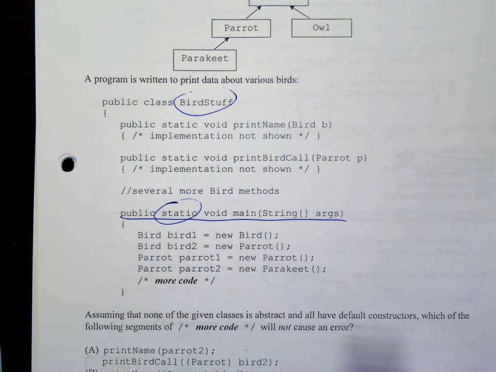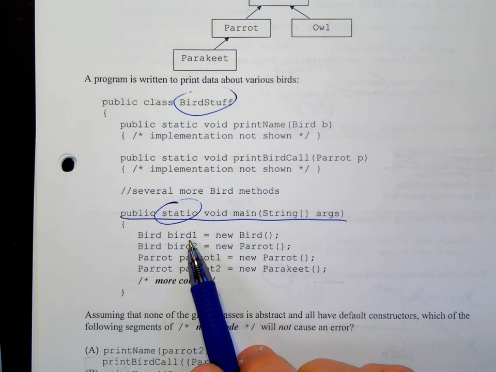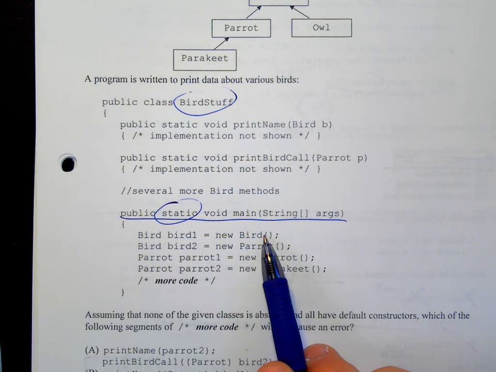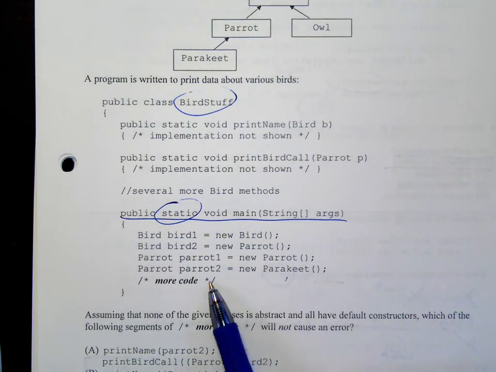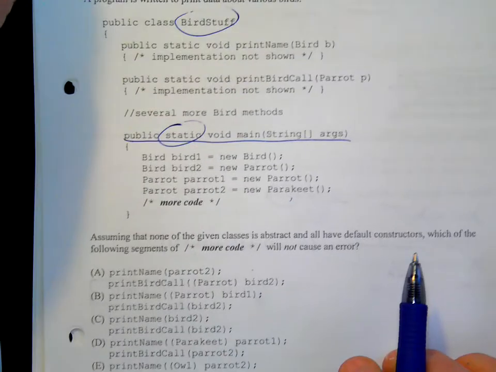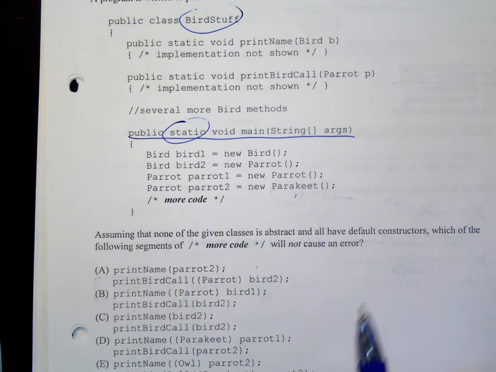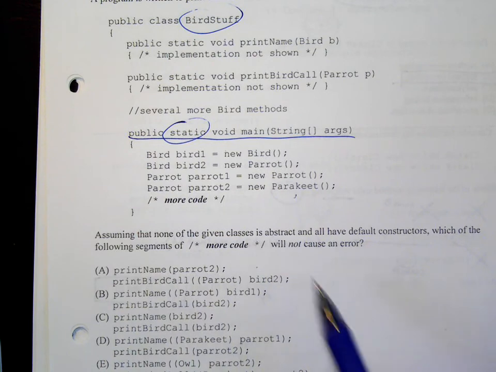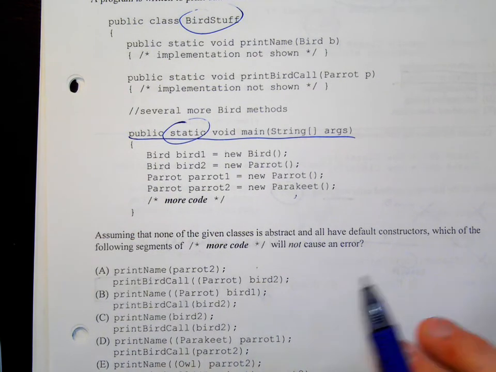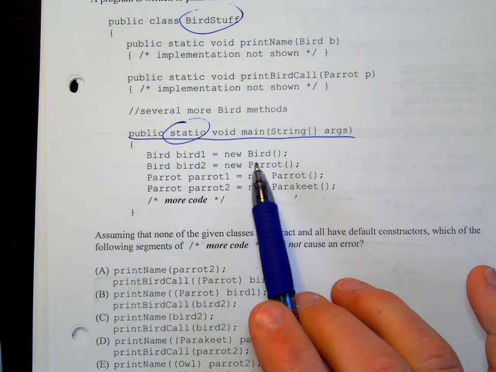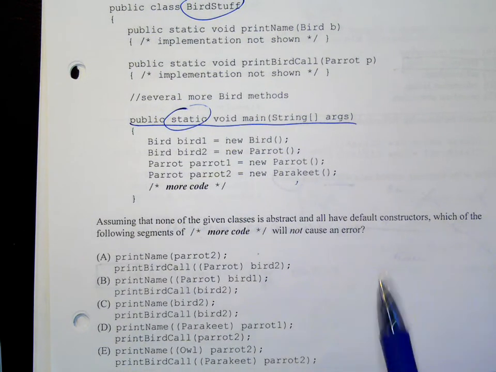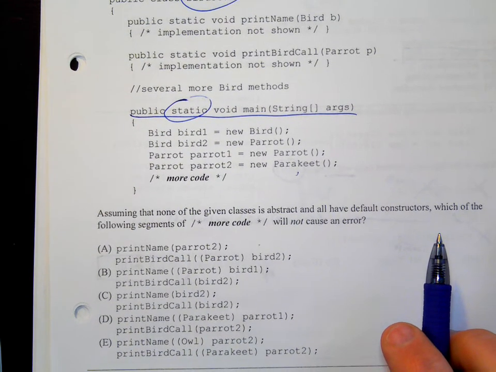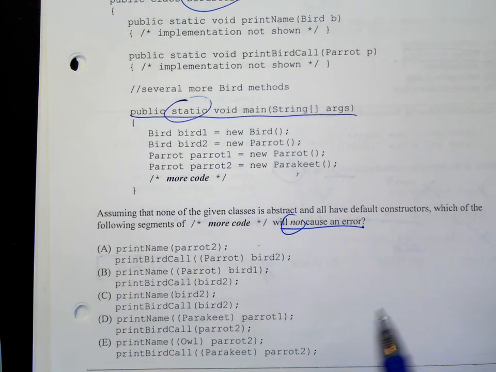We create bird1 of reference type Bird, just a generic bird, and parrot, parakeet, parrot. So we're looking for potential issues with calling methods. Assuming that none of the given classes is abstract, meaning they all have constructors, there are no problems with creating a bird object. If the superclass was abstract, then we would have a problem with that. It asks which of the following segments will not cause an error.